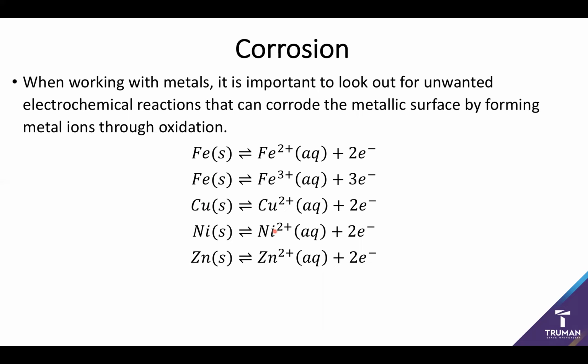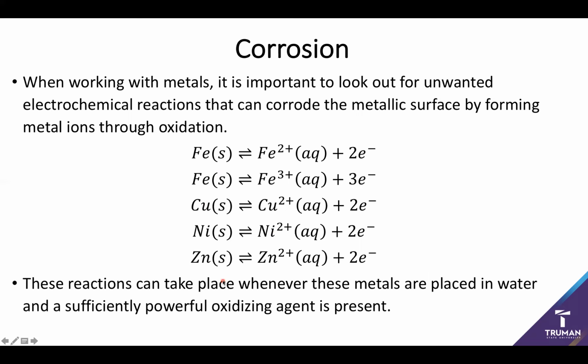But one of the big things with trying to prevent corrosion is trying to prevent the oxidation of these various substances. And it's worth noting that oxidation really can occur whenever these metals are placed in water, because note that you will have to have water present to dissolve the ions that are produced. No water, no dissolved ions, no oxidation. And you'll need a sufficiently powerful oxidizing agent, somebody who wants those electrons enough that they can steal them from your metal, again forming those ionic species.